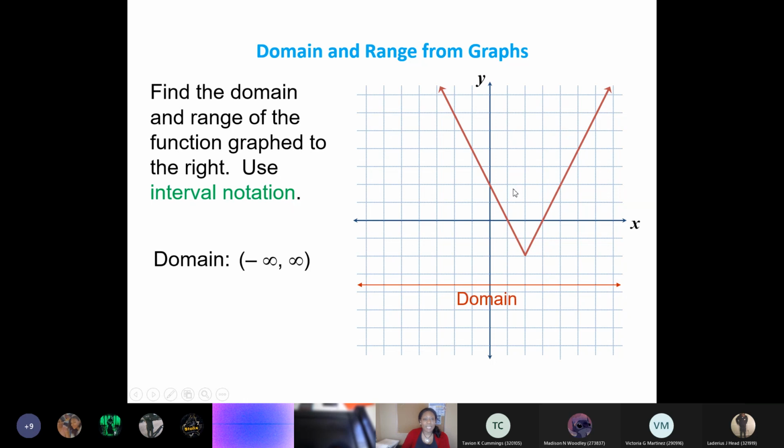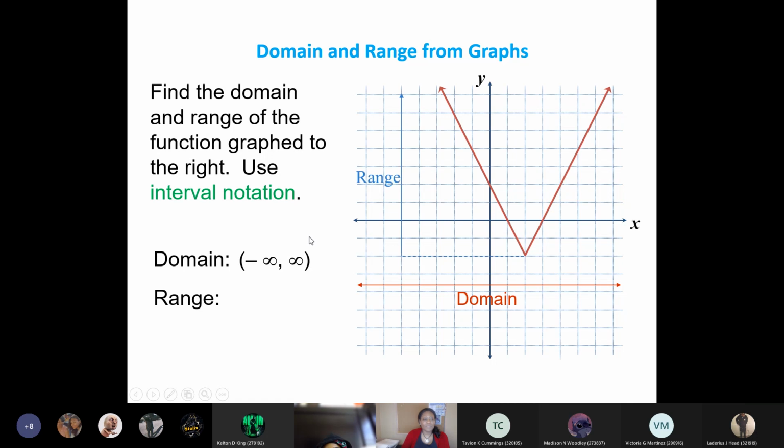The domain for this absolute value graph is negative infinity to positive infinity, in parentheses. It is important to know when to use the brackets and when to use parentheses. So here we see that once the graph goes out, it would include all of the numbers on the x-axis, the negative and the positive. So this is negative infinity and positive infinity. It looks like a number 8 on its side. That is the infinity sign.